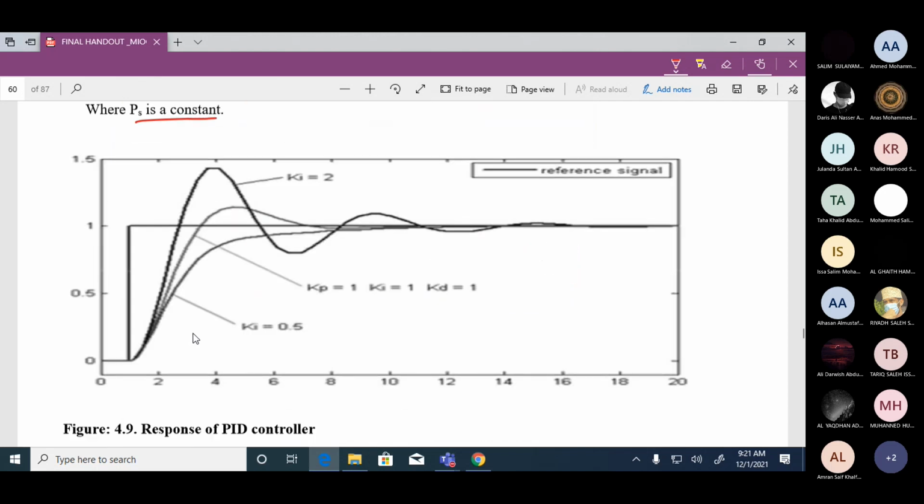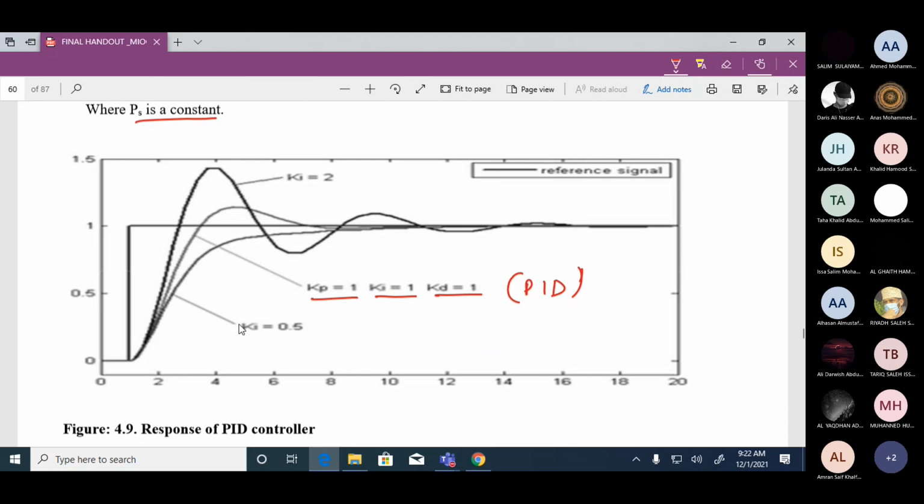Now I'm showing you the response of a PID controller for varying values of Kp, Ki and Kd, comparing between P, PI and PID. I've already shown this graph to you. So let's start with the one in the middle. This graph is when you have Kp equal to 1, Ki equal to 1 and Kd equal to 1. That means we have a PID controller.